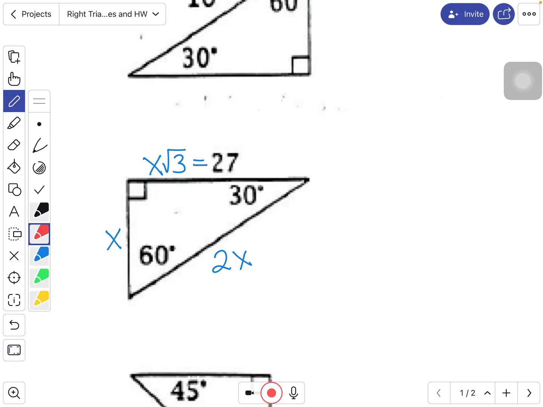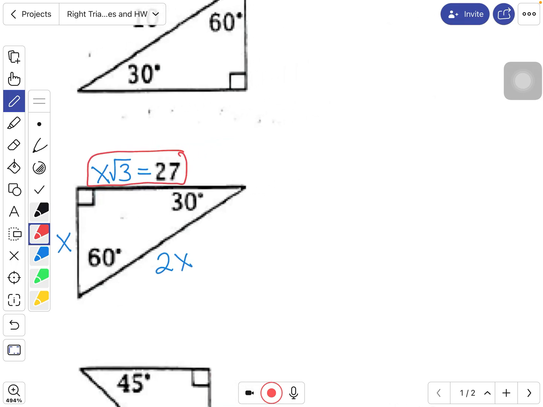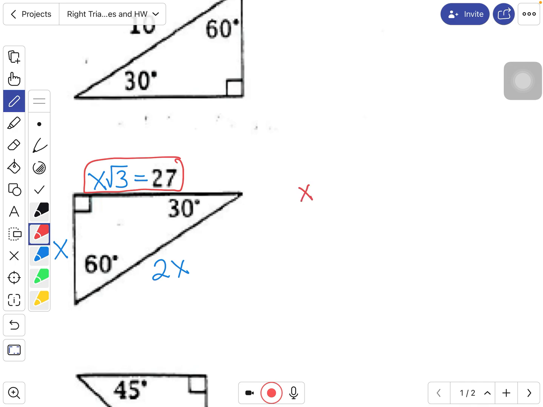So this is now an equation I need to go ahead and use my algebra skills to solve for. So I'm going to go ahead and take my x square roots of 3 and set it equal to 27. To solve for x, I notice it's multiplied by the square root of 3. To isolate that value of x, I must then divide both sides by the square root of 3.